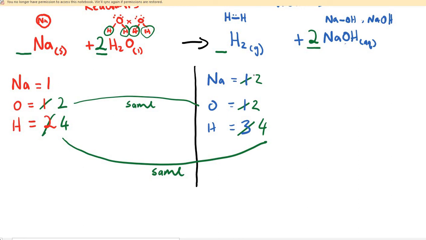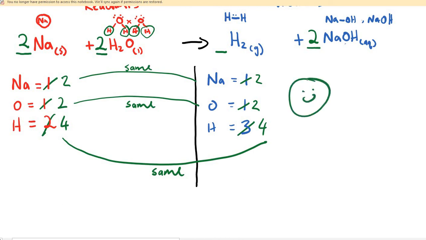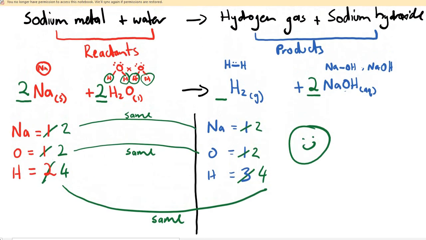We've got 2 sodiums on this side. We've only got 1 on this side. So what have we got to do over here? Nice and easy. We put a big 2 in front. It means we need 2 sodium atoms. And now these guys are also the same. And we are balanced. We are happy. We have conserved mass. So if you really want to, you can put a 1 in front of that.